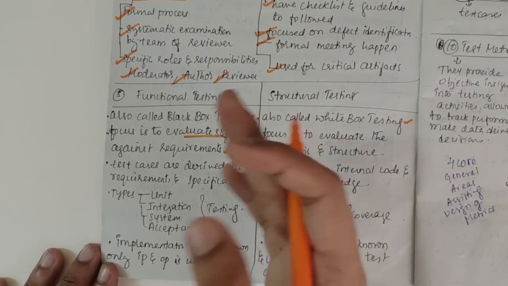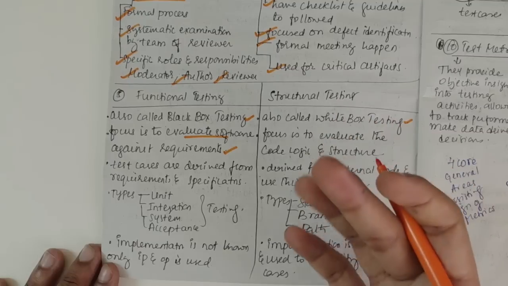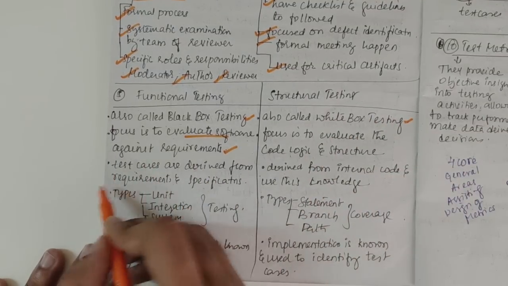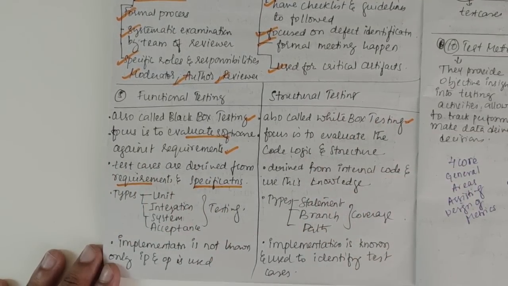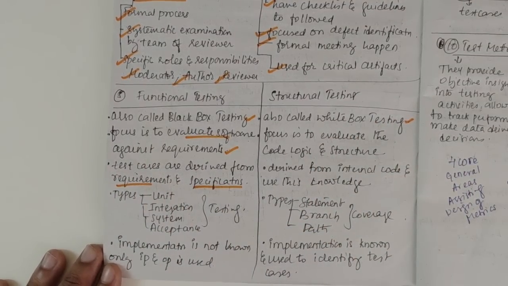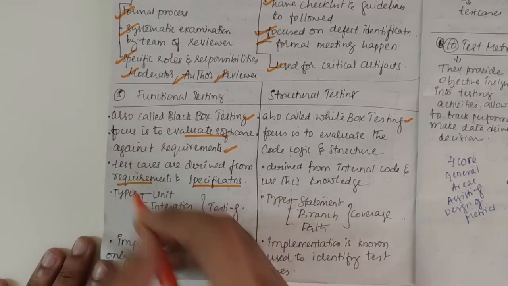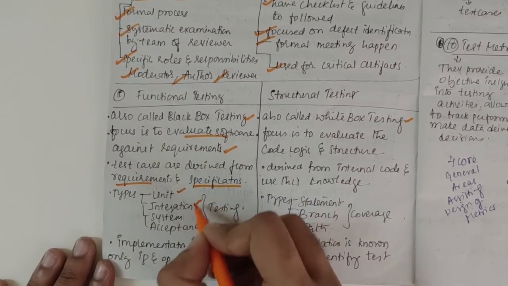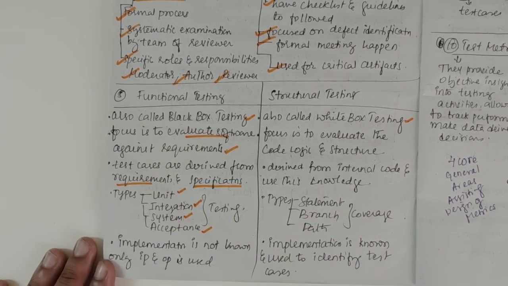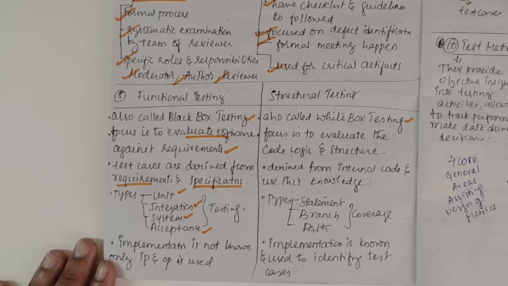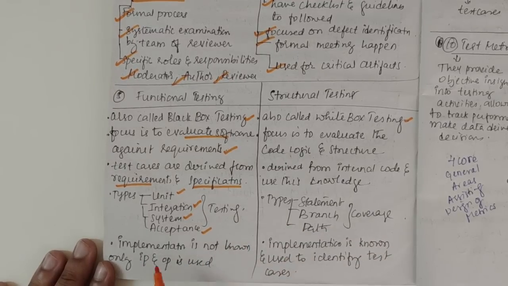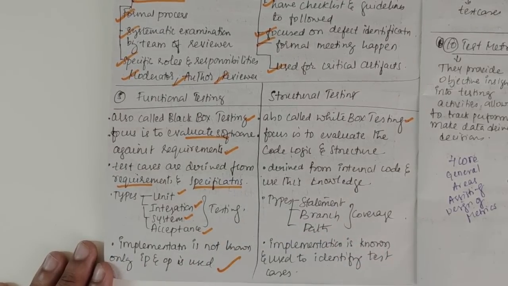We need not look into what the code is, how it is written, what methods are being used and all of that. So test cases are derived from requirements and specifications. So from these external factors only, our test cases would also be generated. Next, we have the types. In types, we have unit testing, integration testing, system testing, and acceptance testing. All these are a part of functional testing, and the test cases for these are dependent on the requirements and specifications. We need not look into the code here. Next, implementation is not known, only input and output are used, as we have discussed.